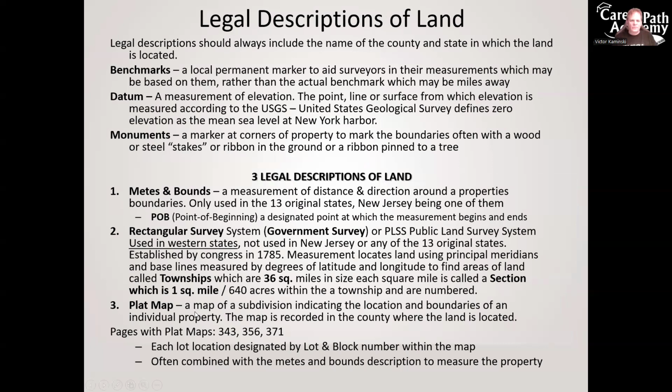So the last legal description of land is the plat map. We learned about a plat map. A plat is a map of a subdivision, indicating the location and boundaries of the individual properties. And they usually combine legal descriptions in plats of subdivisions because once they locate the property by maybe lot and block number or what have you, then they would combine it with the metes and bounds to do the measurement of distance and direction around the individual parcel of land.